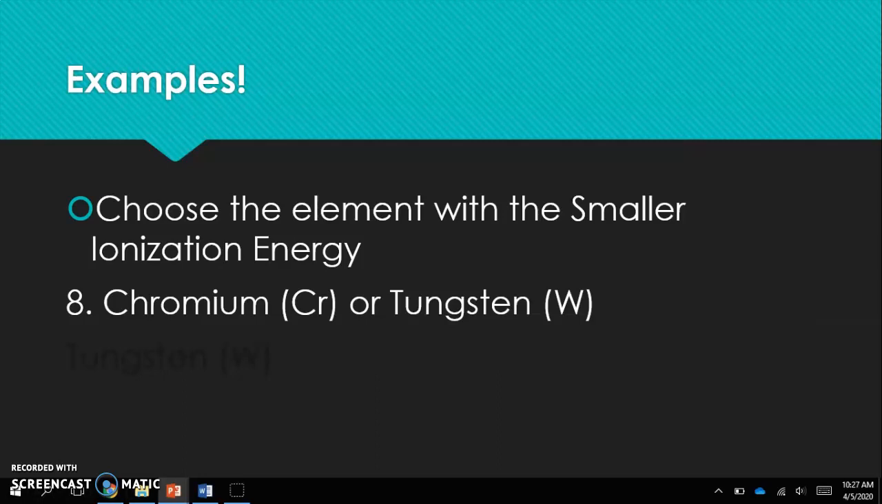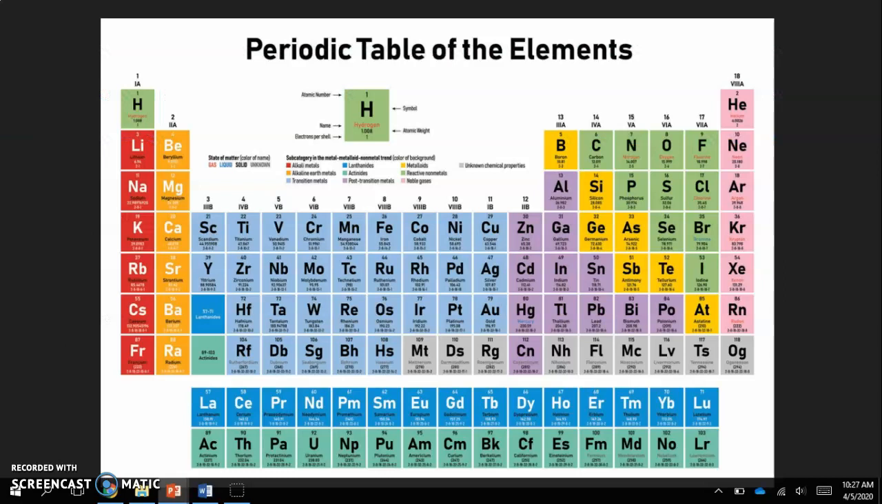It says, choose the element with the smaller ionization energy, chromium or tungsten. Okay, so we want the smaller ionization energy, so the one that is further down and more to the left, right? Because if we look back at our trends, remember our ionization energy increases as we move from left to right and from the bottom to the top.